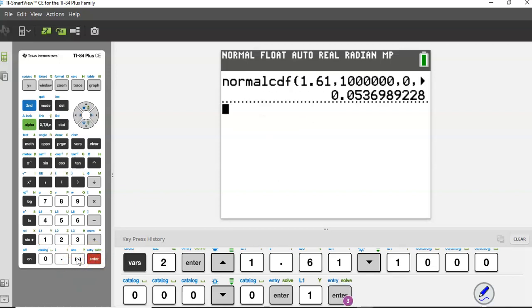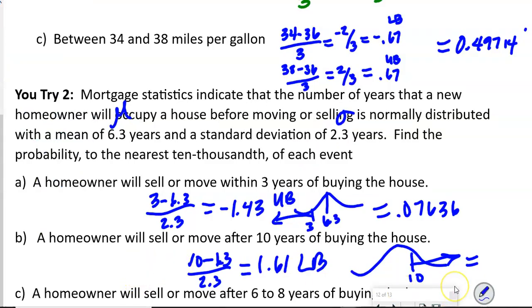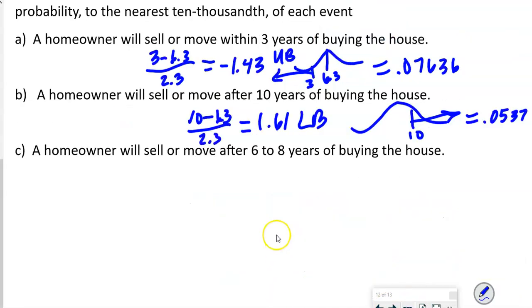So this time we got 0.0569, so that's actually going to be 0.0570, right? Because this 69 is going to turn to a 70. So this one is equal to 0.0537, because that 69 turned into a 70, right? All right, let's extend our page down here and do our last one.